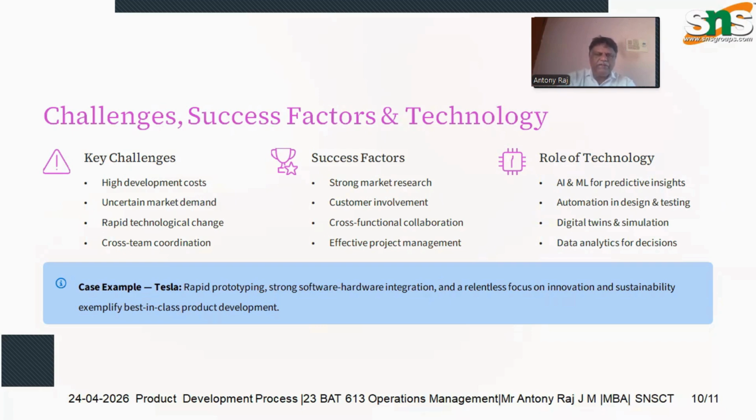Now, what are the success factors? Customer involvement is very important for a product development to be successful. We need very strong market research, cross-functional collaboration and effective project management. The role of technology is AI and ML for predictive insights and automation in design and testing. And we have technologies today like digital twins, simulation and data analytics for decisions.